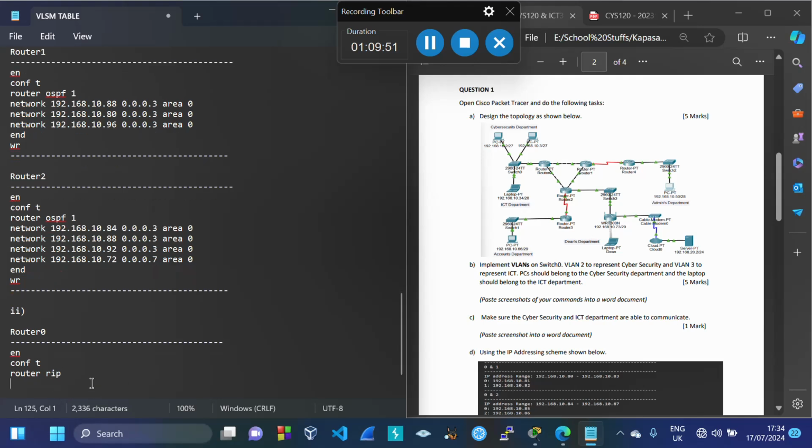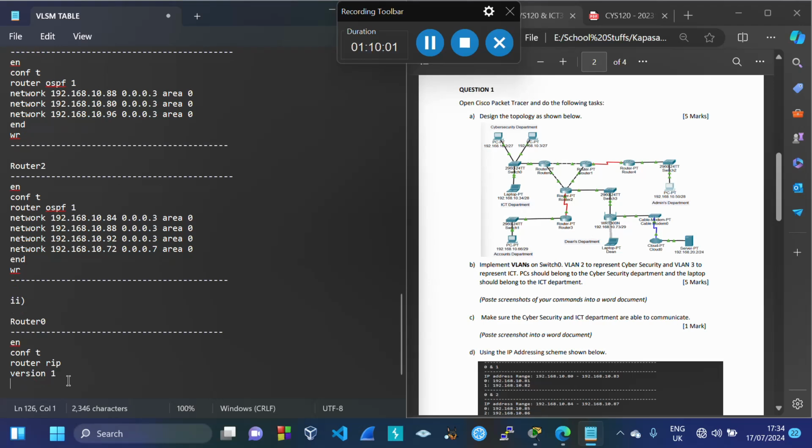Then we need to select version. We say version 1 because static is version 1, and version 2 is dynamic. So for static it is version 1, we say version 1. Now, since we're targeting router 0, we need to know the opposite networks, such as router 3, because it's not directly connected to router 0, and the accounts department.